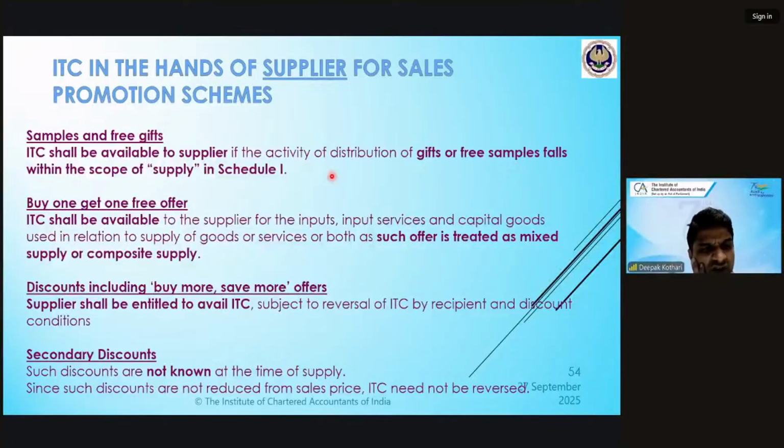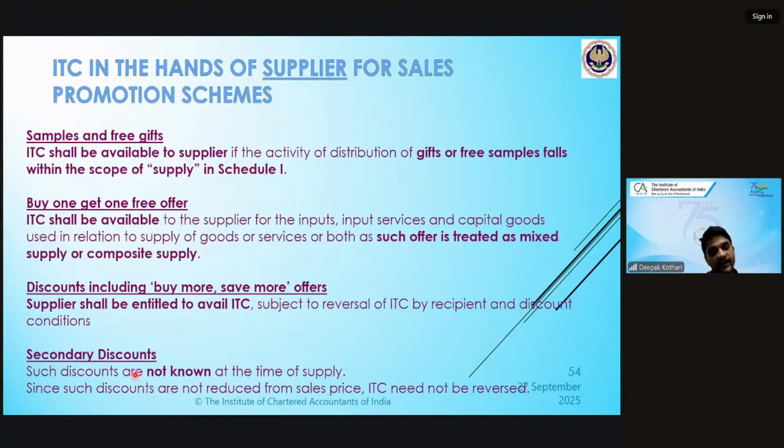Third point, discounts including buy more save more offer. Here the supplier will be entitled to avail ITC subject to reversal of ITC by the recipient. That is, हमने देखा है ना, जब क्रेडिट नोट इशू करेंगे, when we give discounts, क्या मेरे को क्रेडिट रिवर्स करना पड़ेगा? नहीं, क्योंकि we have seen under the definition or under the chapter of value of supply, whenever I give discount I will give through a credit note, and when I give through a credit note the receiver will have to reverse the credit. जब वो रिवर्स कर देता है तब my conditions are fulfilled, I do not have to reverse the input tax credit. Okay, that is in case of discounts which satisfies the conditions of pre-sale and post-sale through an agreement.